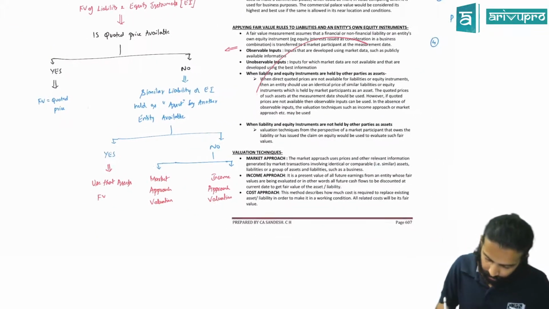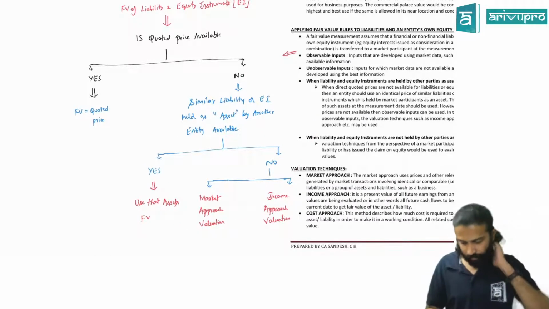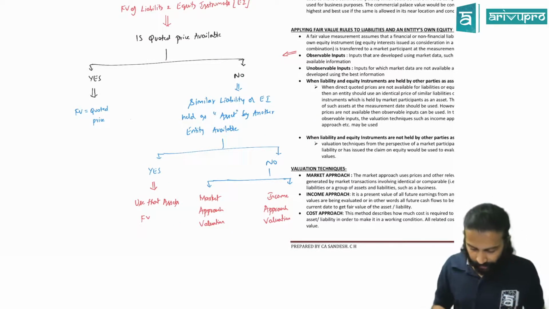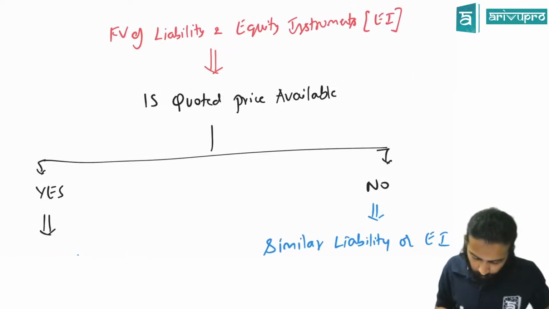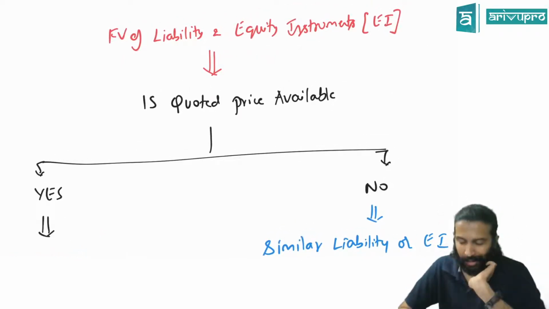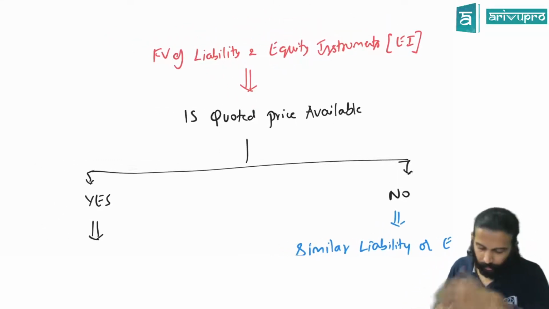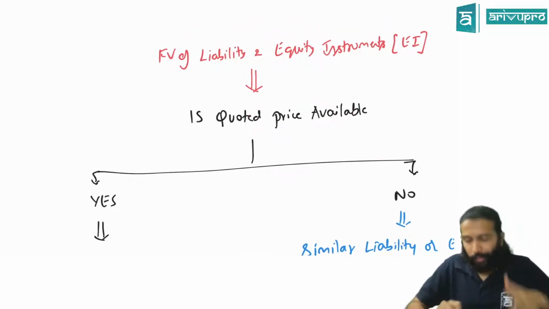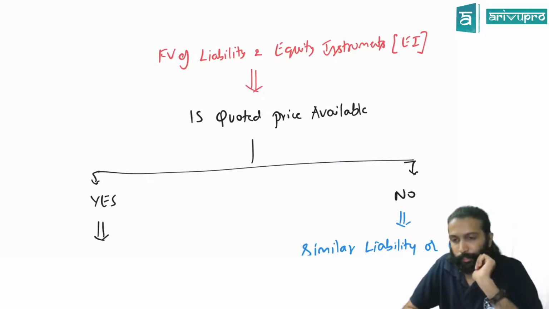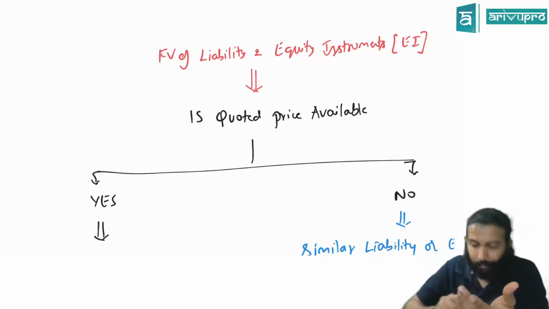Alright, so they've given all this in words, okay? If you know this chart, that is good enough. Can we quickly discuss this and move on? Now we are trying to find out the fair value of a liability or equity shares. Let's say you're finding the fair value of equity shares, or of your company's debentures. Debenture is a liability, equity shares is an equity instrument.